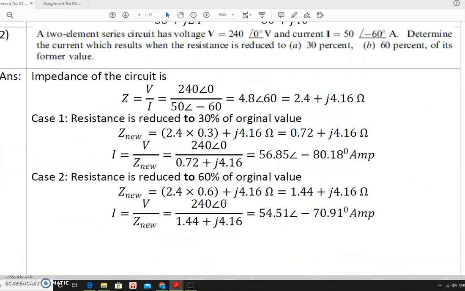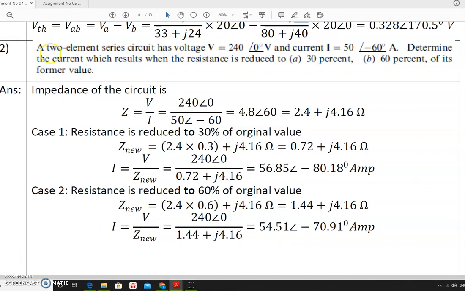Let's have a second problem. In the second problem, two series elements are given. The voltage across the series elements is 240 at an angle of 0 and the current carried by it is 50 at an angle of minus 60. Determine the current which results when the resistance is reduced to 30% and 60% of its former value.